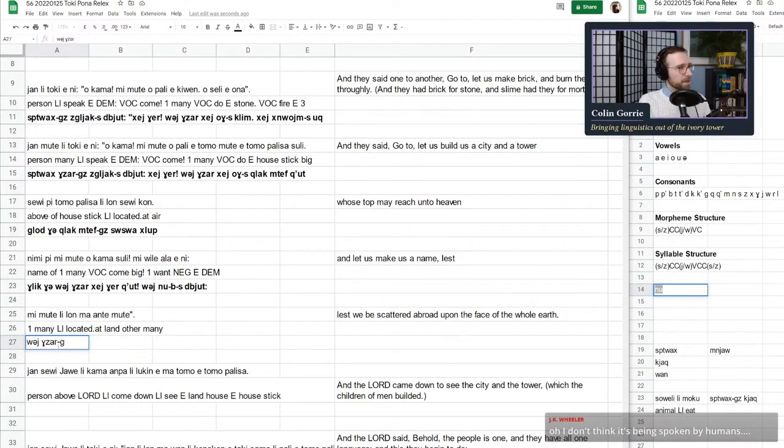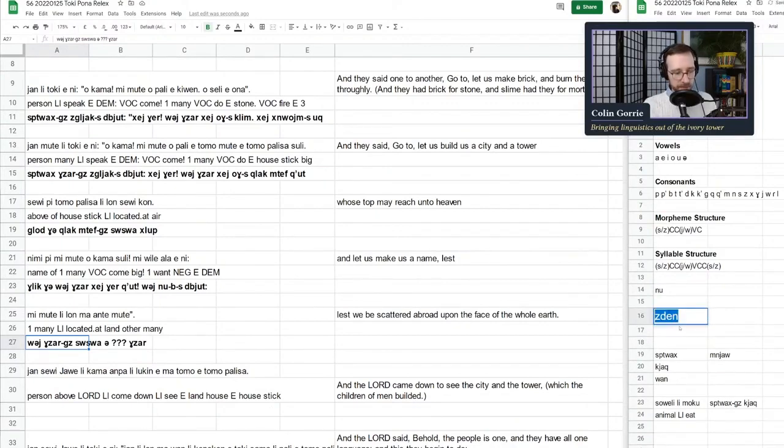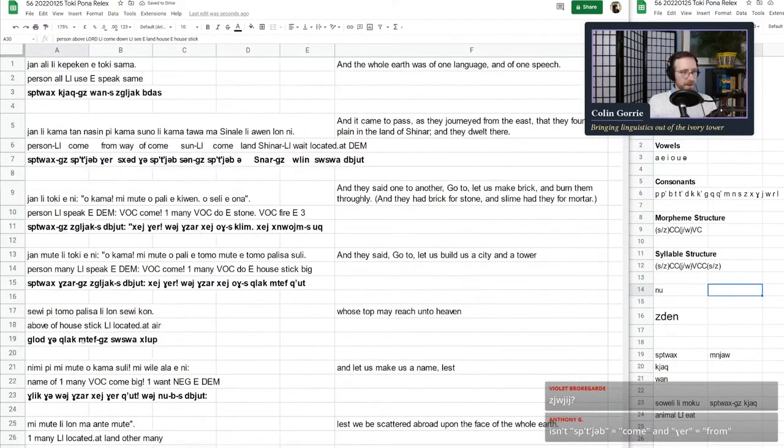Oizargs. Yeah, that's right. Located at. What did we have for that? That's my favorite word in this so far, swa. And then we need land, and then we need other, and then we have gzar again. Okay, so a word for other might be zden. Seems vaguely Slavic. Is denzar. Okay.